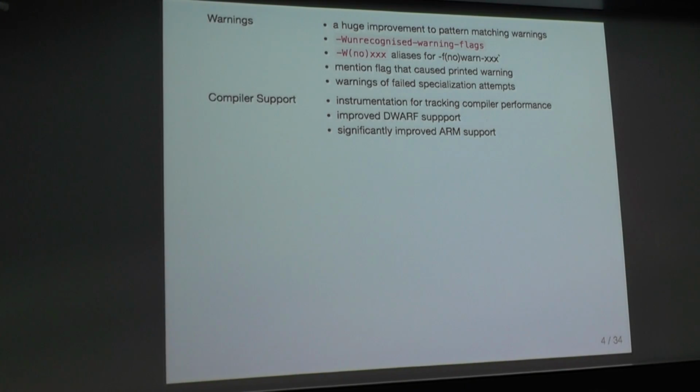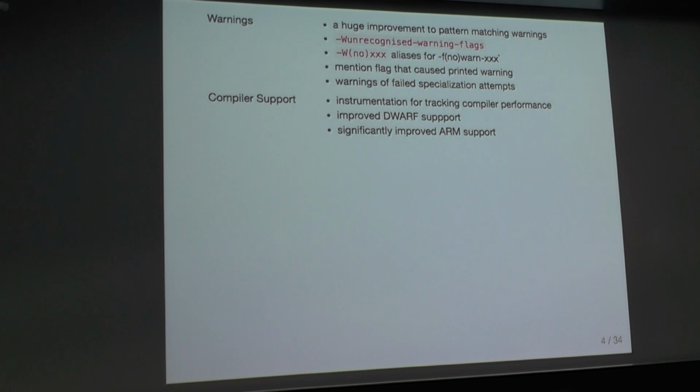There's more symmetry now. There's a -Wno-XXX warning flag, which is basically the same as the -fno warning flag. What is pretty nice is that if a warning is issued, the compiler will tell you with which flag you could disable this warning. That's pretty neat. And it will give you more insights about when it failed to specialize things. It will issue warnings about this, so you get more insights into what the compiler is actually trying to do. All right, and last but not least, there's more stuff I'm not going to cover.